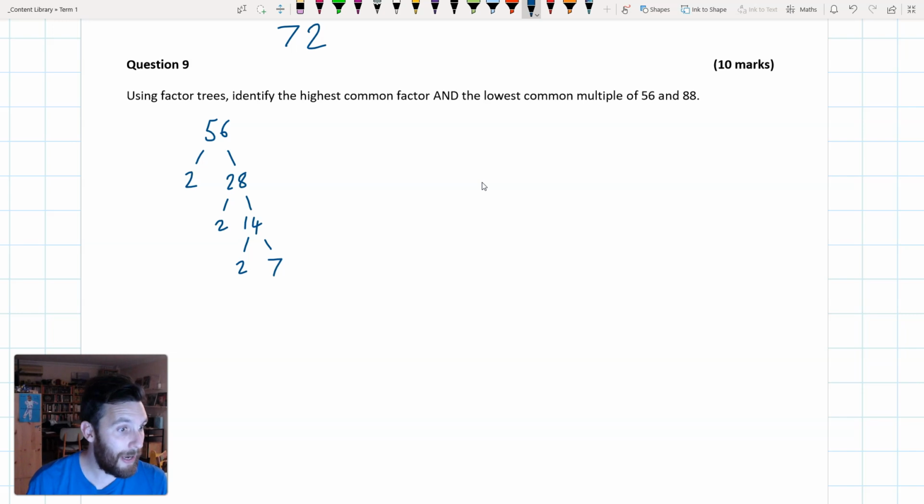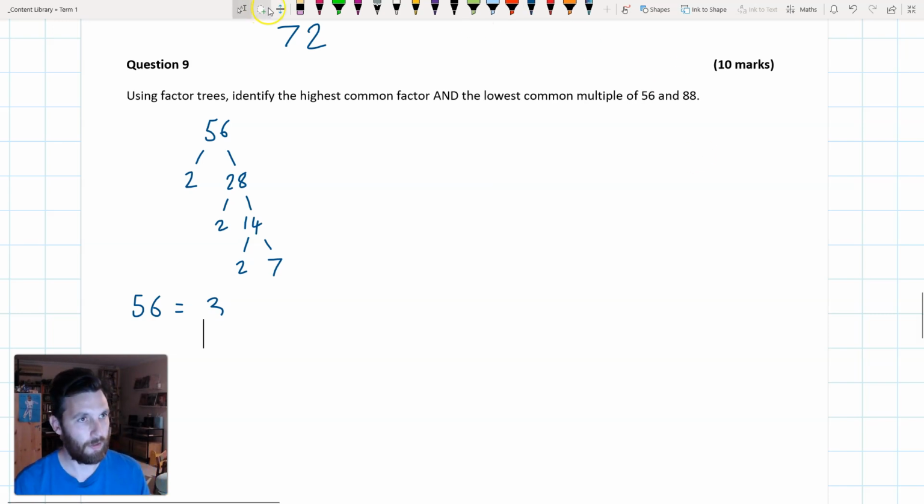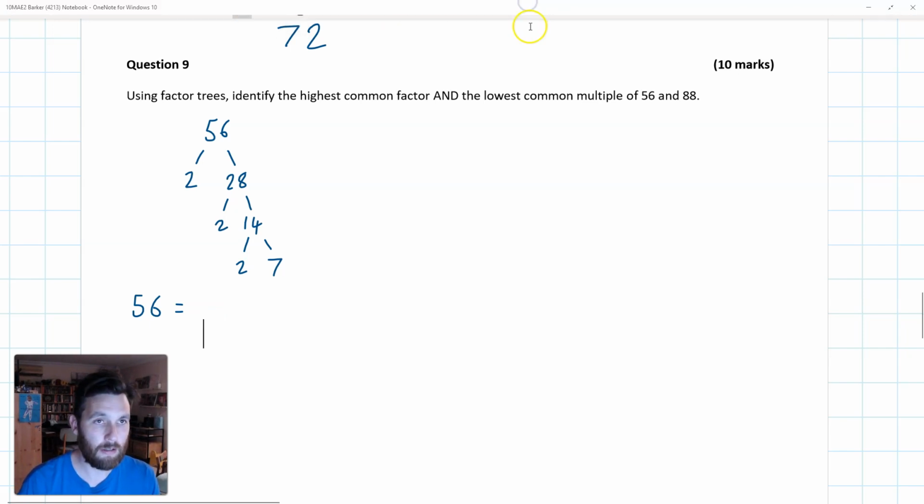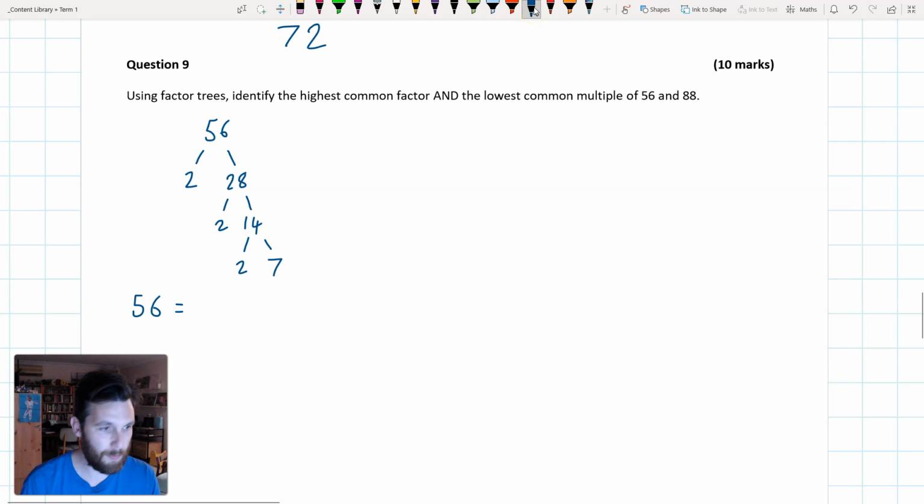Okay, so now I can express 56 as a product of primes. It's 2 to the power 3, that's for sure. Oh, I made it go away. It's back. Cool. 2 to the power 3 multiplied by 7.